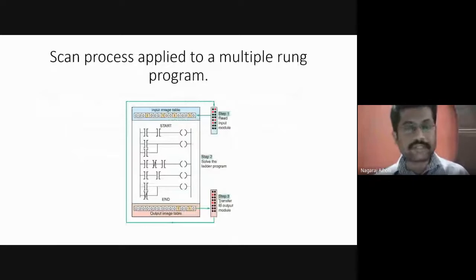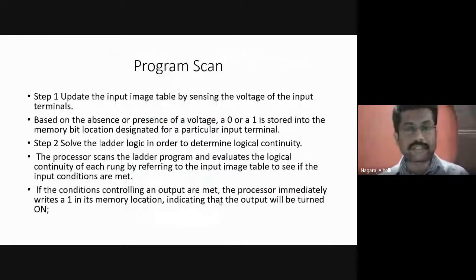What are the steps here then? Update the input image table by sensing the voltage of the input terminals. Based on the absence or presence of a voltage, a 0 or 1 is stored. Either a 0 or a 1 is stored based on the presence or absence of the voltage.